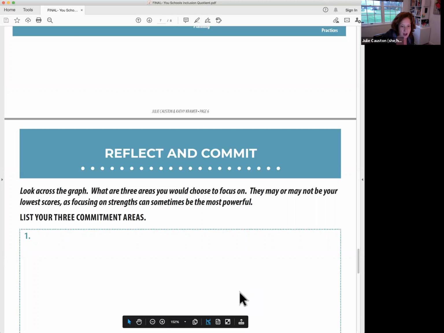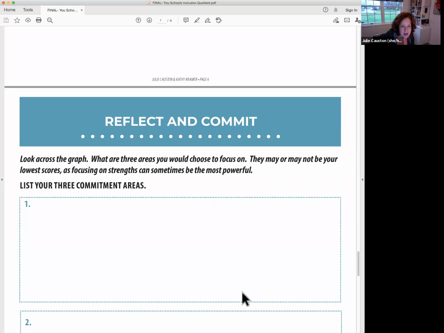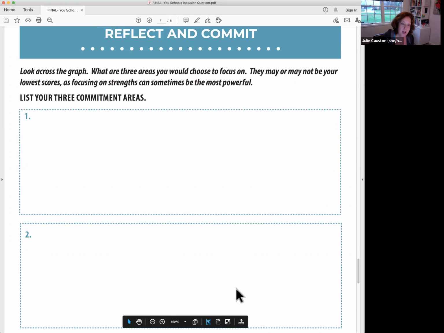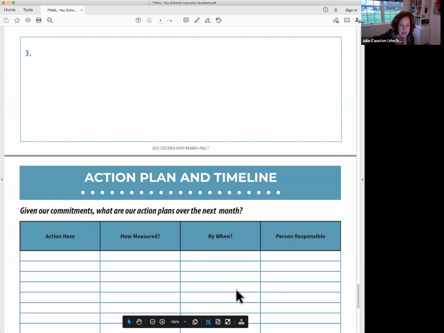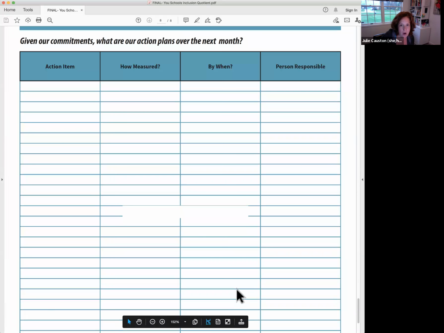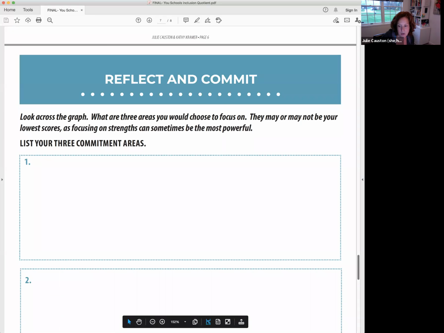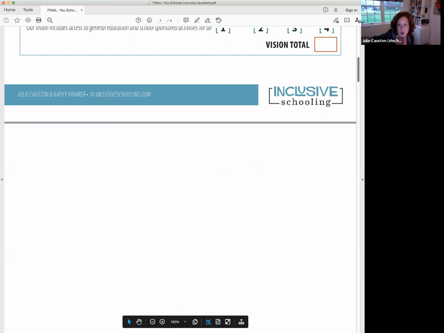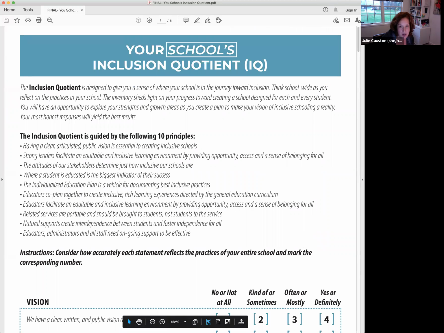Look across the graph. What areas would you choose to focus on? They may or may not be your lowest scores, because sometimes focusing on your strengths can help you get more of what you're looking for. Then we have people create their commitment areas, and then we create an action plan and timeline. One thing people need to know is that most often school systems go through this process with us, and we help you create your next steps, and we help provide the professional development that goes along with each of your commitment areas.